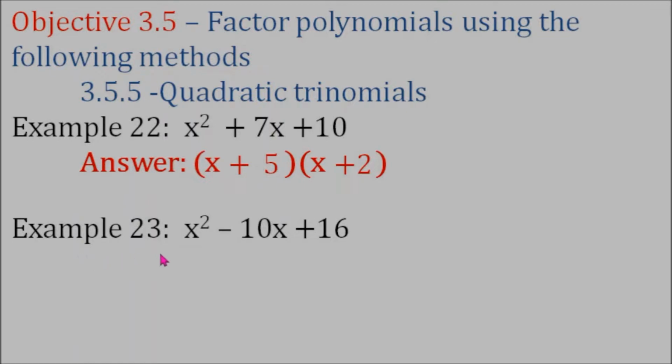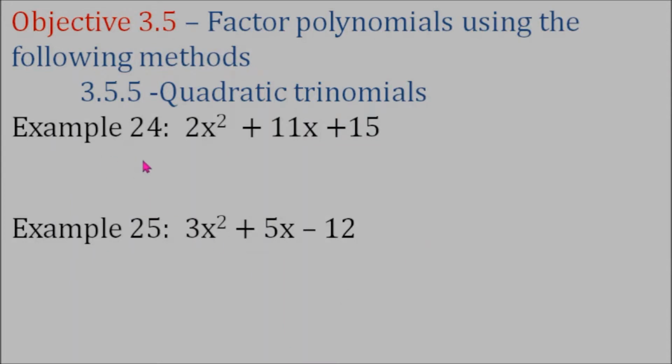Example number 23, factor x squared minus 10x plus 16. So the factors of x squared are x and x. Then the factors of positive 16 that will give us the sum of negative 10 are negative 8 and negative 2. So these are the factors, the quantity x minus 8 times the quantity x minus 2.